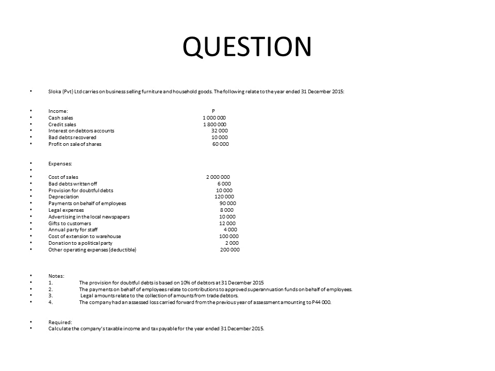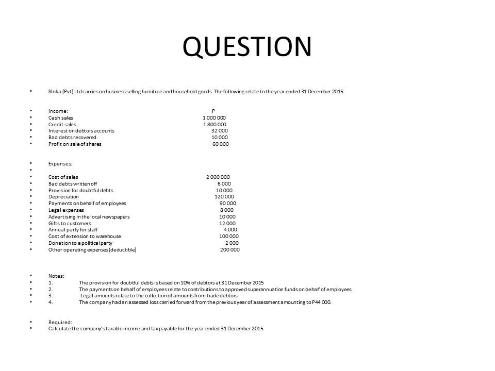Now, cost of sales, you are allowed to deduct that 2 million expense. Bad debts written off, we talked about them. They are allowed to be deducted. Provision for doubtful debts are not incurred. Therefore, you are not allowed to deduct that 10,000. Depreciation is not incurred. It's just an allowance. Therefore, you are not allowed to deduct that 120,000.